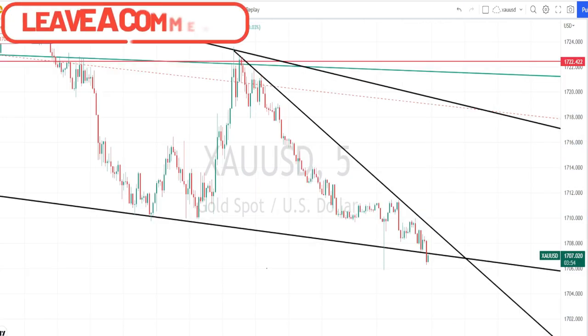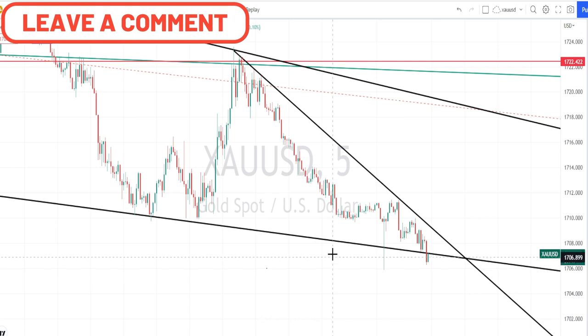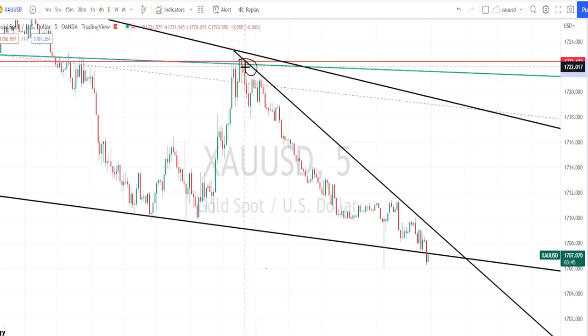I'm in 5 minutes time frame now. When we look at the price action in 5 minutes time frame, currently the price action has taken resistance on the 30 minutes time frame resistance line and also taken support on the hourly time frame support line. It has momentarily broken the support line from the hourly time frame and it is on a retracement.